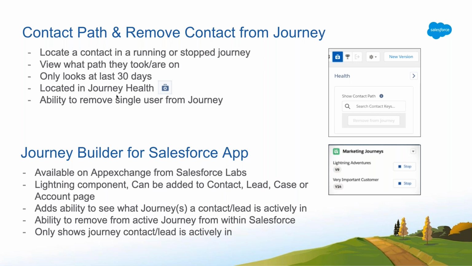One of the newest features that came out along with being able to search for your contact path is the ability to remove a single user from a journey. Now, inside of Journey Builder, this is something that we've been asking for years and are super excited to have, because there are times where you have a promotional journey and somebody's got an open customer service case and you don't want them necessarily to continue down that journey. So this is a great way to be able to pick one person and pull them out. We get that not everybody is in Marketing Cloud.